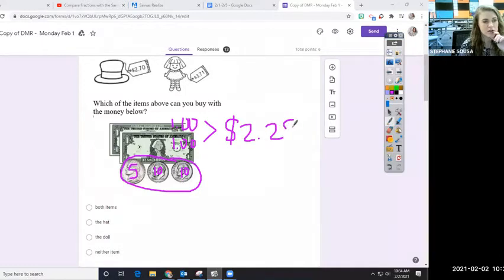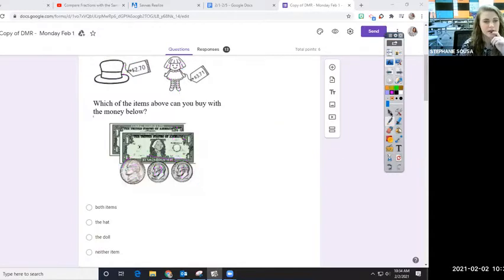So $2.25 is what we have. The hat costs $2.70. That's too expensive. The doll costs $3.71. That's too expensive. So we can buy neither item. Neither one. Okay. All right.